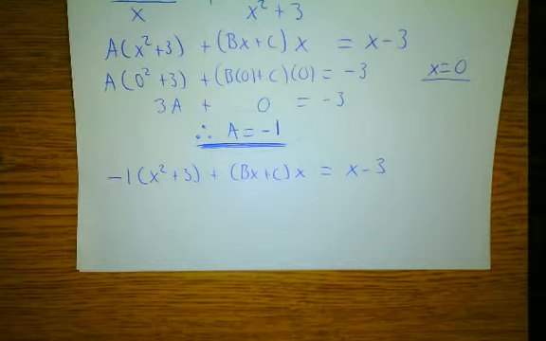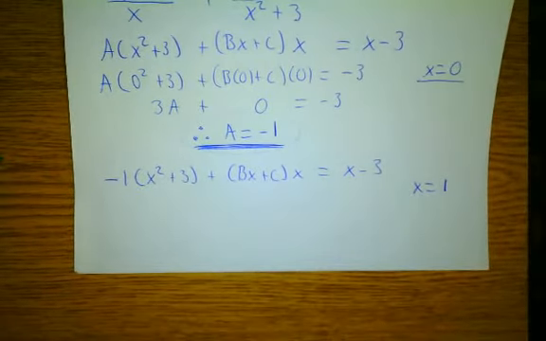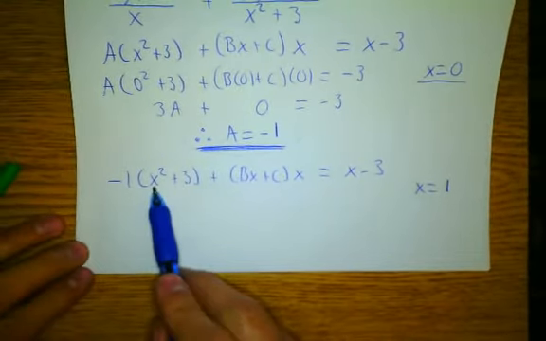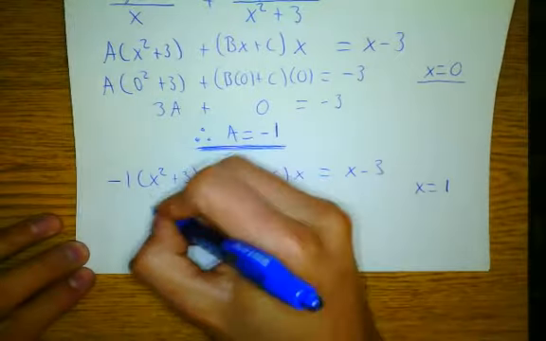Pick values that would keep the numbers low. What would be a good x value to try? Let's go with 1. 2 is also a good one, but 1 is better than 2 because it's even smaller, right? So here we go. 1 squared is 1, plus 3 is 4, times negative 1, negative 4, plus.